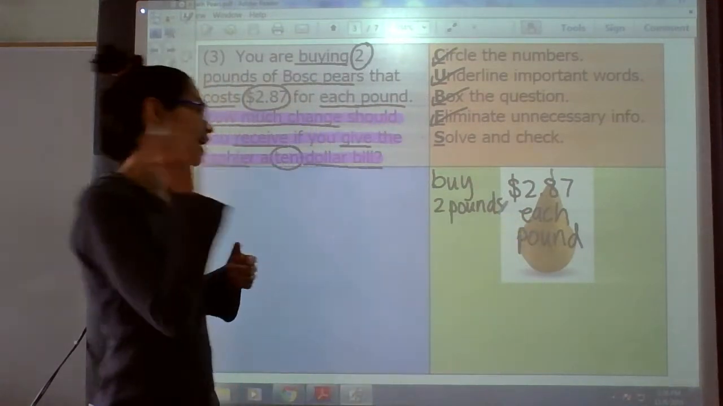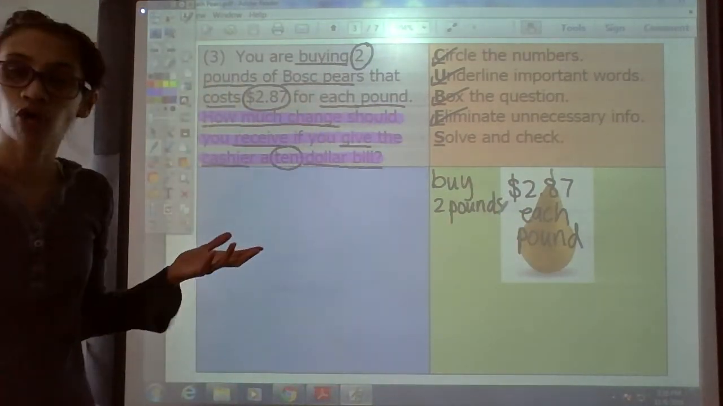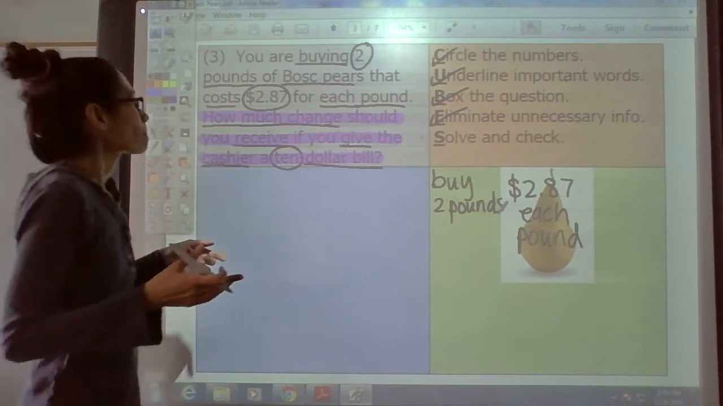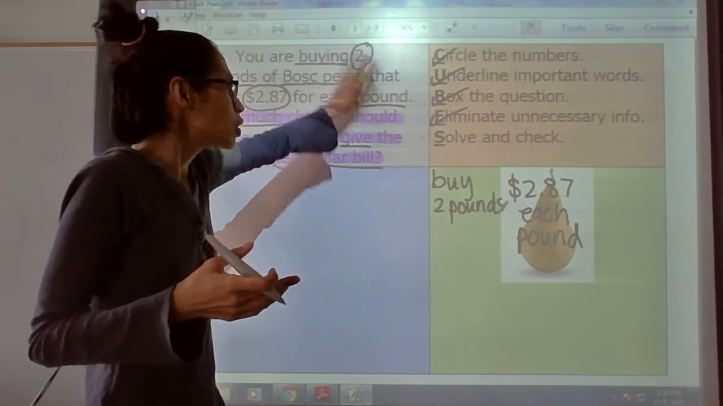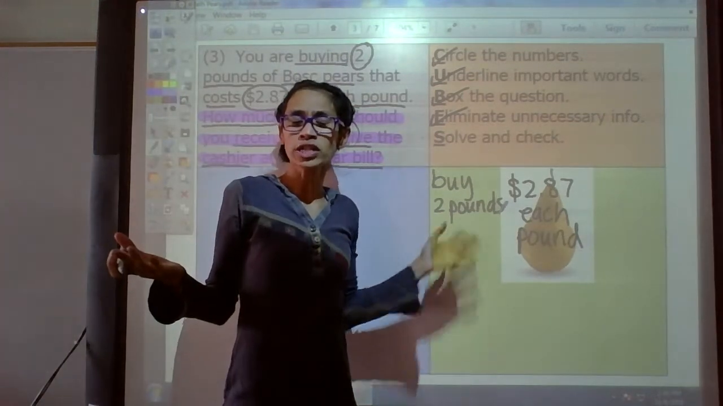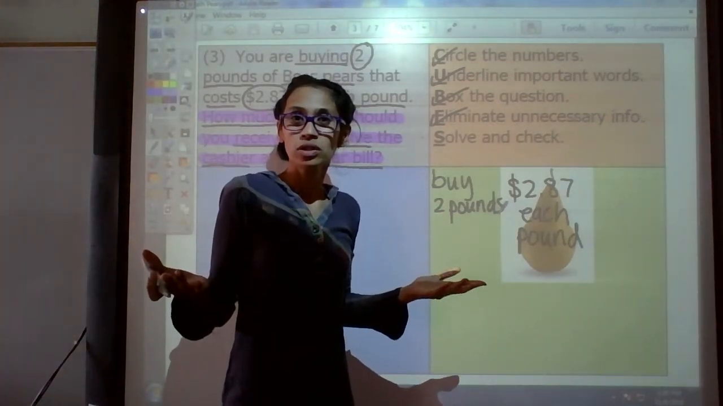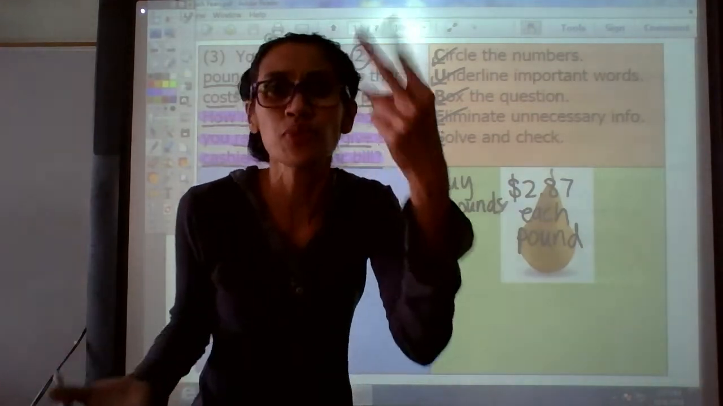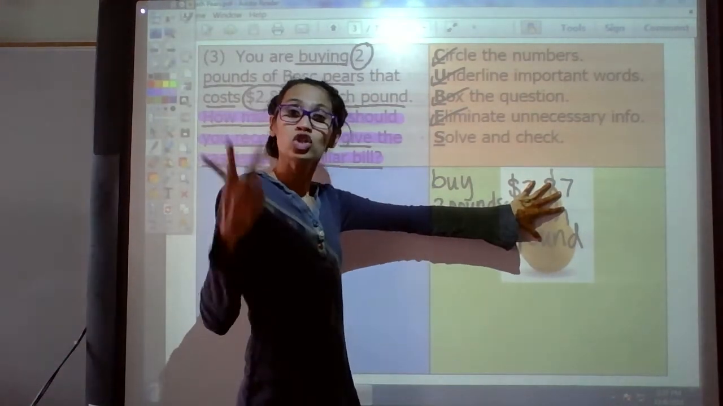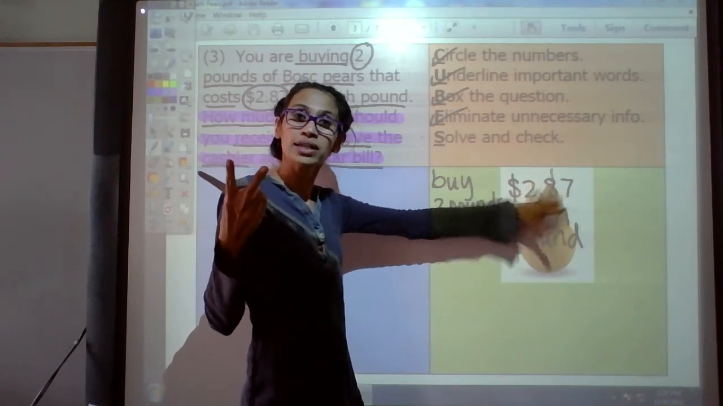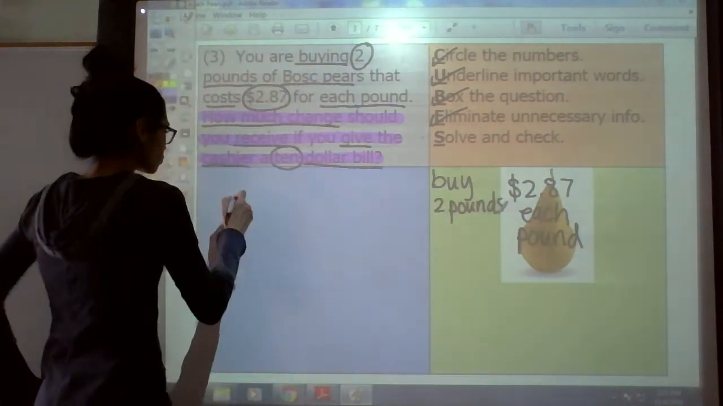And now you have to calculate by pound to get to your 2 pounds. So that's the first part. Let's do that part first, okay? So how much is it going to cost for the 2 pounds? Two ways. We can either add that 2 times, or I can multiply it twice. Let's do that.